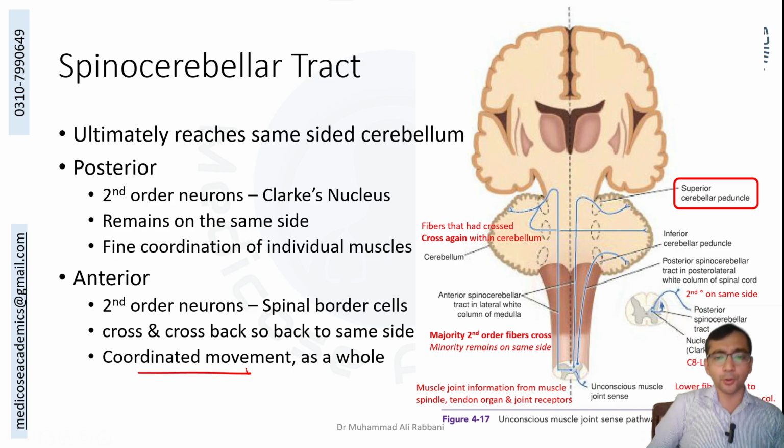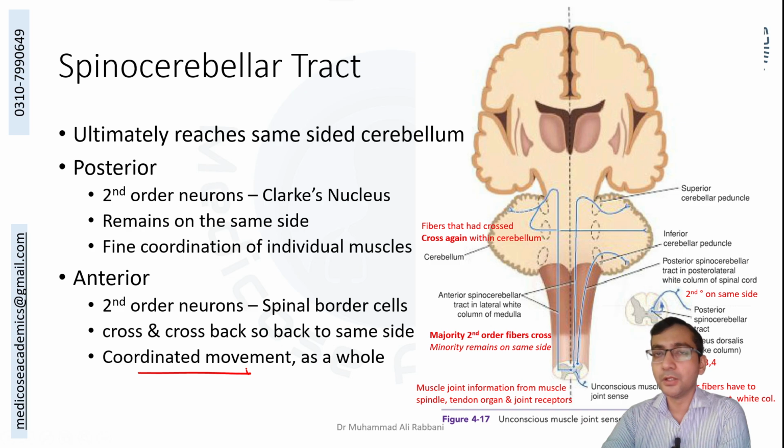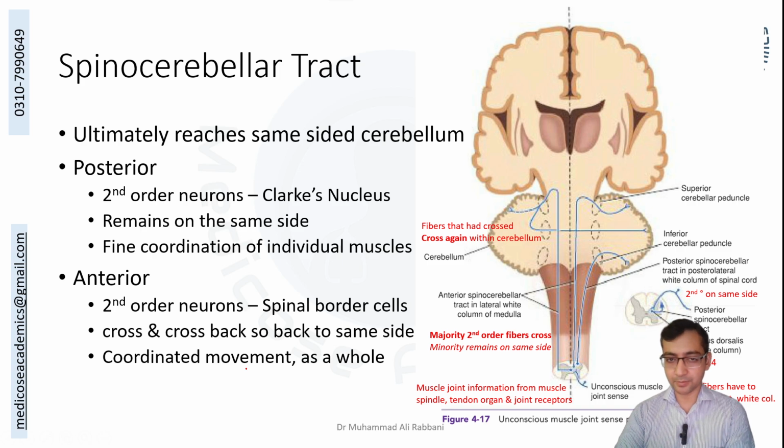The tract that will dominate is the posterior spinocerebellar tract, but these two work together. So that is about the spinocerebellar tracts. You need to know that both of them are reaching ultimately the same side. The posterior one remains on the same side. The anterior one crosses twice, once immediately at the level of entry and the second in the cerebellum.